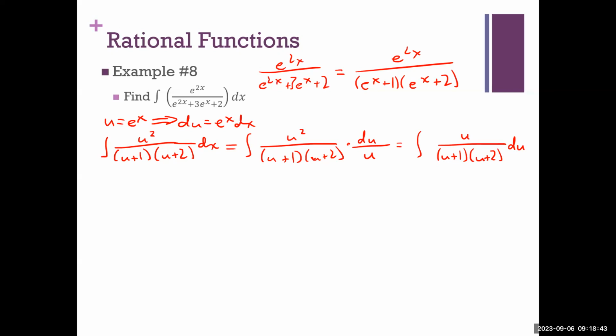The same way we usually do? Yeah. So basically now we're doing partial fractions. So what should our setup look like here? I'm trying to decompose u over (u plus 1)(u plus 2). What does this decompose into, just for starters?